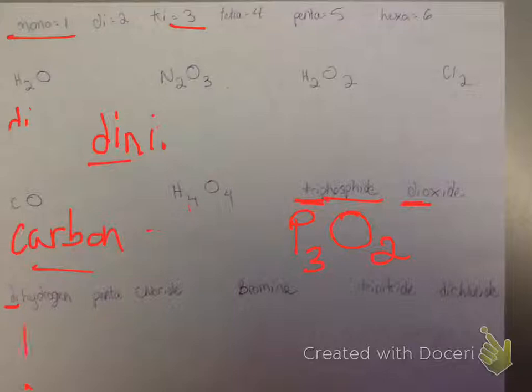Okay, di. So I have 2 hydrogens. Pentachloride. How many chlorines do I have? Well, penta is 5. So I have H2Cl5, dihydrogen 2, pentachloride.